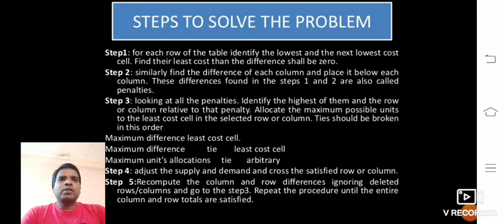These are the steps you need to follow while solving the problem. Step 1 says that you need to find the penalties in every row. Step 2 says find the penalties in every column. The third step is to find the highest penalty. Further steps I am going to explain along with the problem.